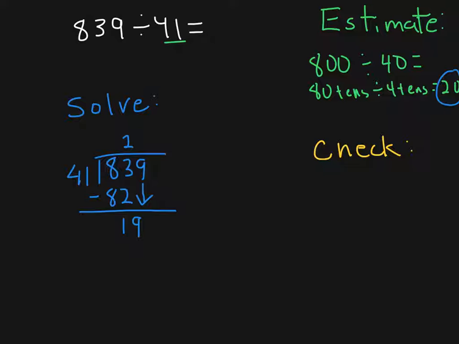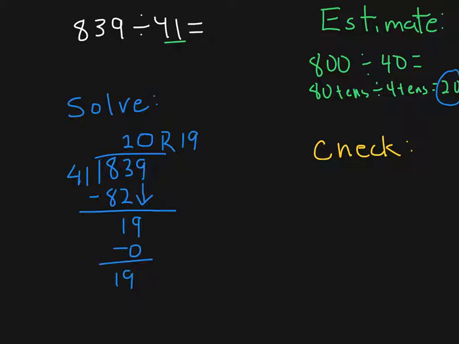And I can look and see that 41 will not go into 19 because it's larger than 19. So that means that it will go 0 times, and of course 0 times 41 is 0, and I subtract, and I'm going to have 19 left over as my remainder. So my answer will be 20 remainder 19 if my check works out.